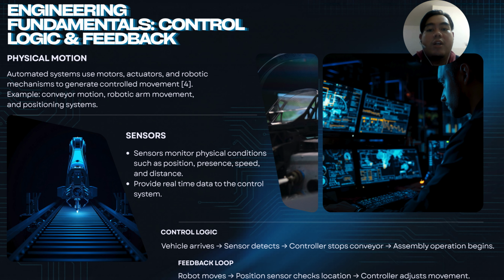Finally, feedback loop ensures that the system operates accurately and reliably. The controller continuously compares the actual system condition with the desired condition and makes correction when necessary. This principle of motion control, sensing, control logic, and feedback form the foundation of automated assembly and material handling system used in modern automotive manufacturing.